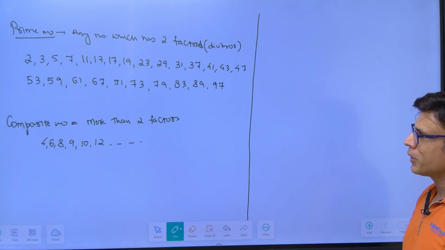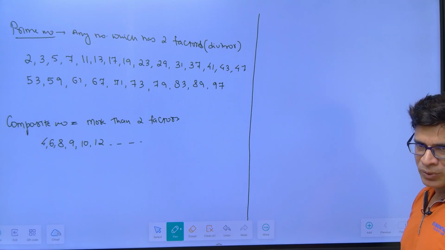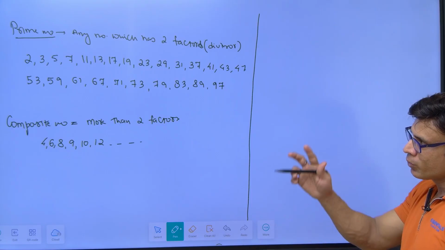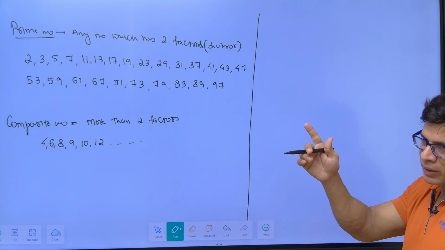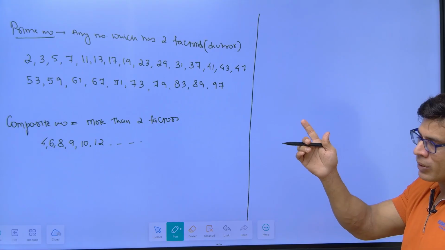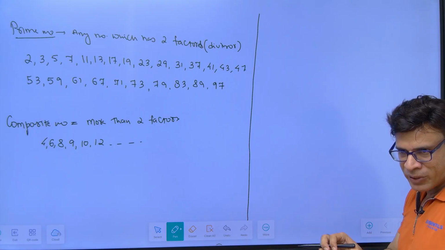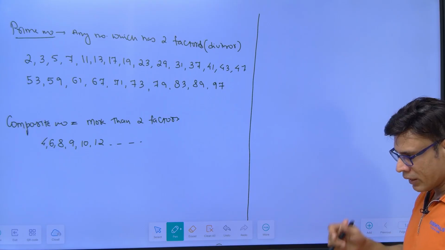And why prime numbers are so important? Because first of all, there is no particular formula for that. They occur randomly. See, 2, 3 consecutive, then 1 gap 5, then 1 gap 7, then 3 gap 11, right? So it's occurring randomly. There is no pattern they are following, right?